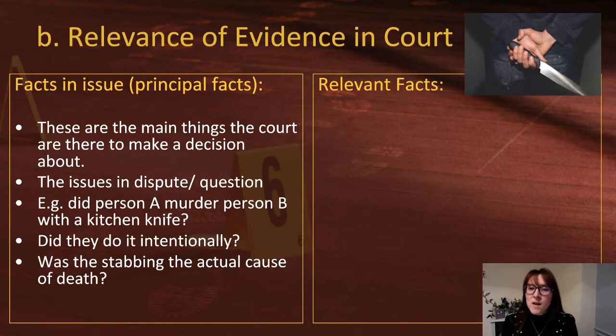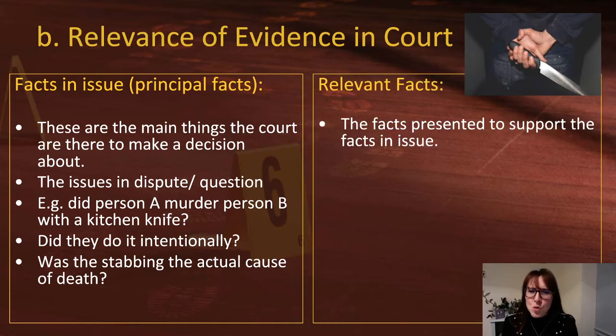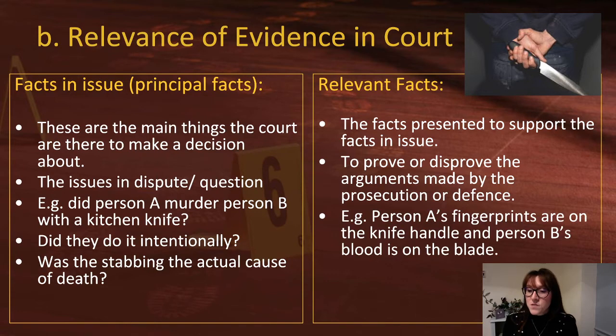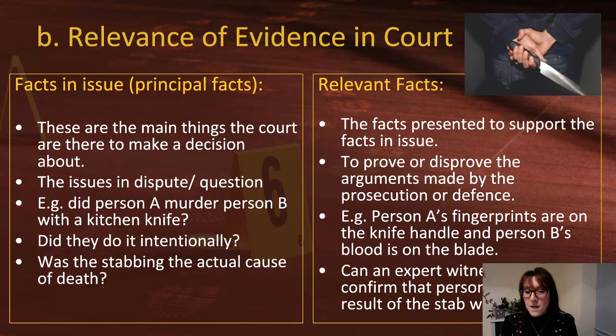And then you have relevant facts, facts related to these, things that help, the facts presented to support the facts in issue, to prove or disprove the arguments made by the prosecution or defence, e.g. person A's fingerprints are on the knife handle and person B's blood is on the blade. And can an expert witness doctor confirm that person B died as a result of the stab wound? So it's about the evidence that then goes to back up the principal facts, the facts in issue.